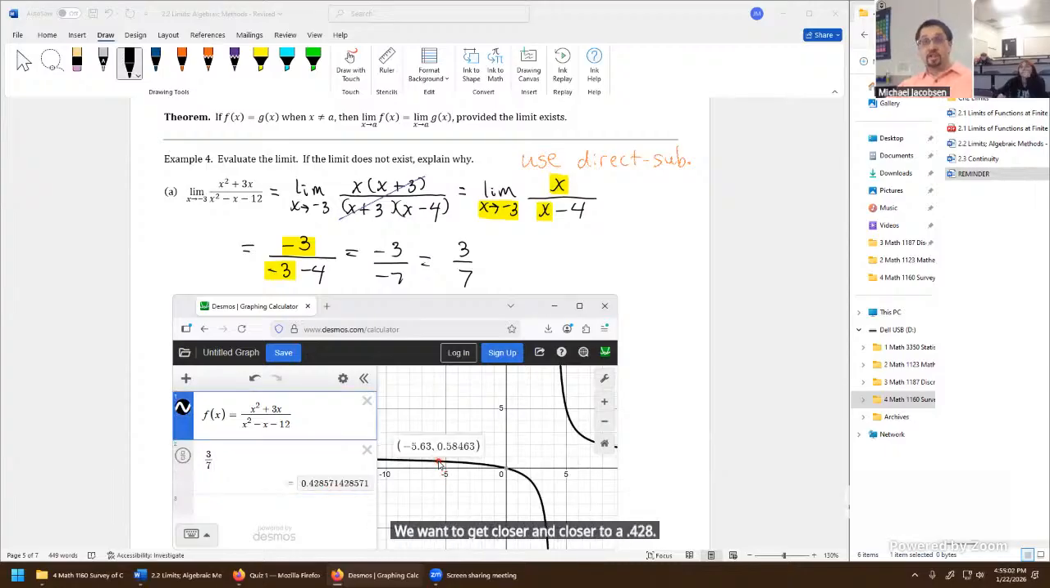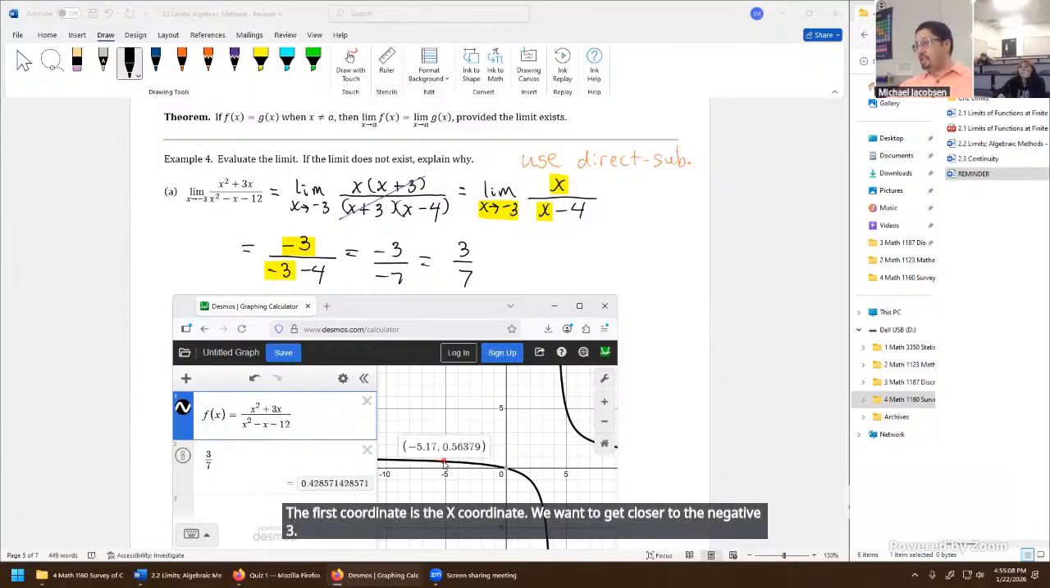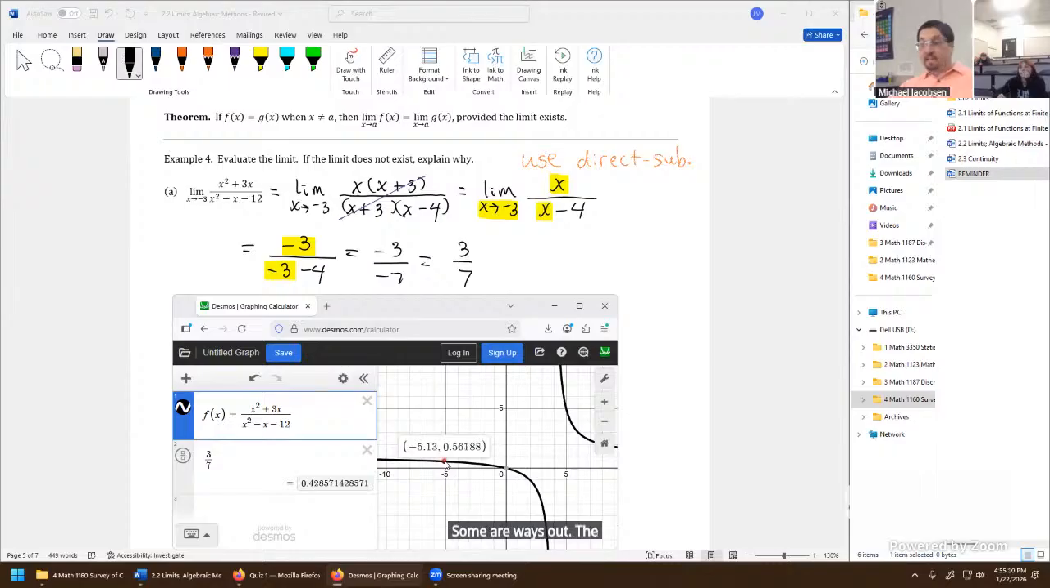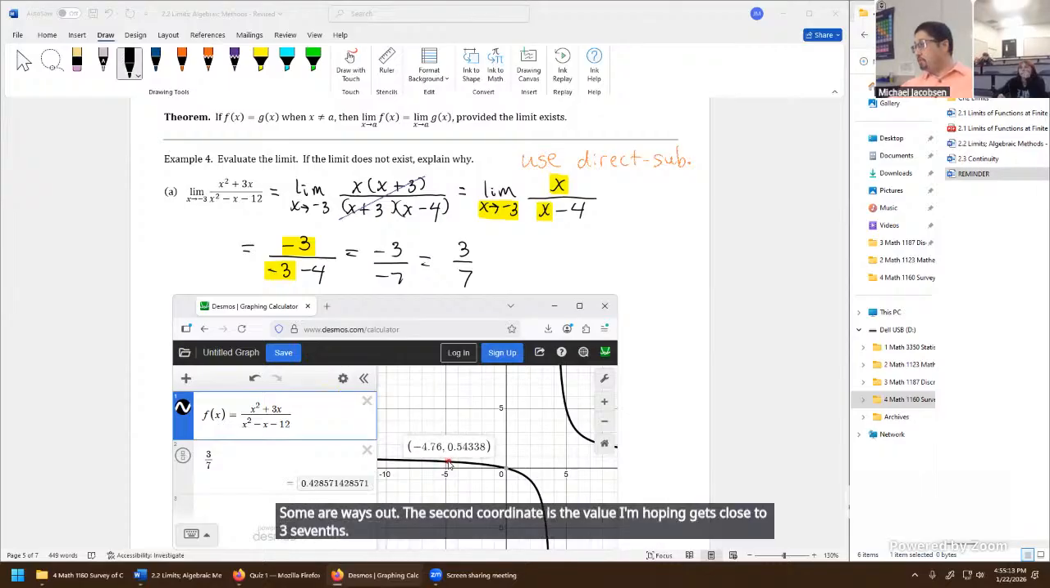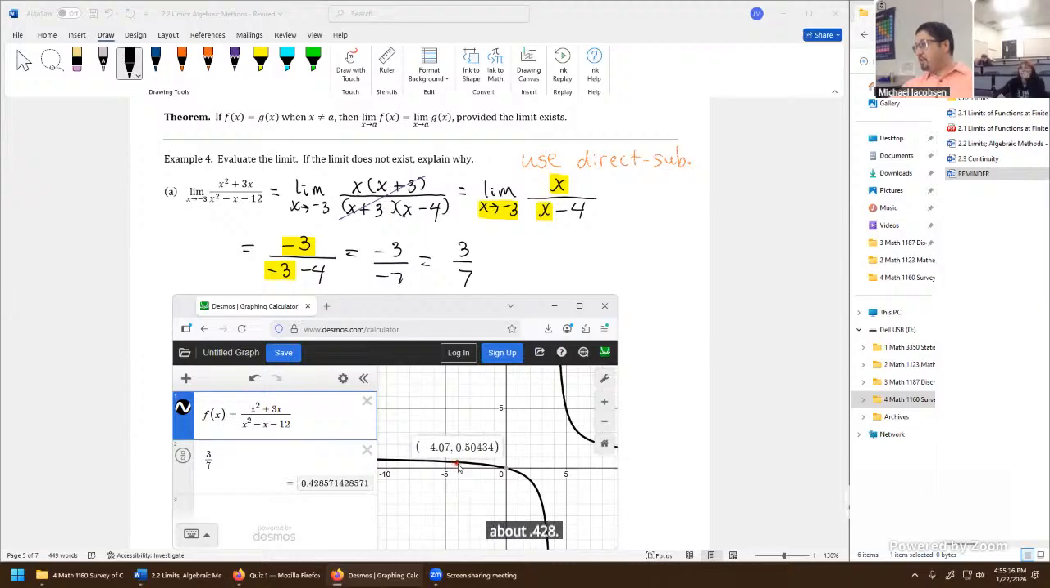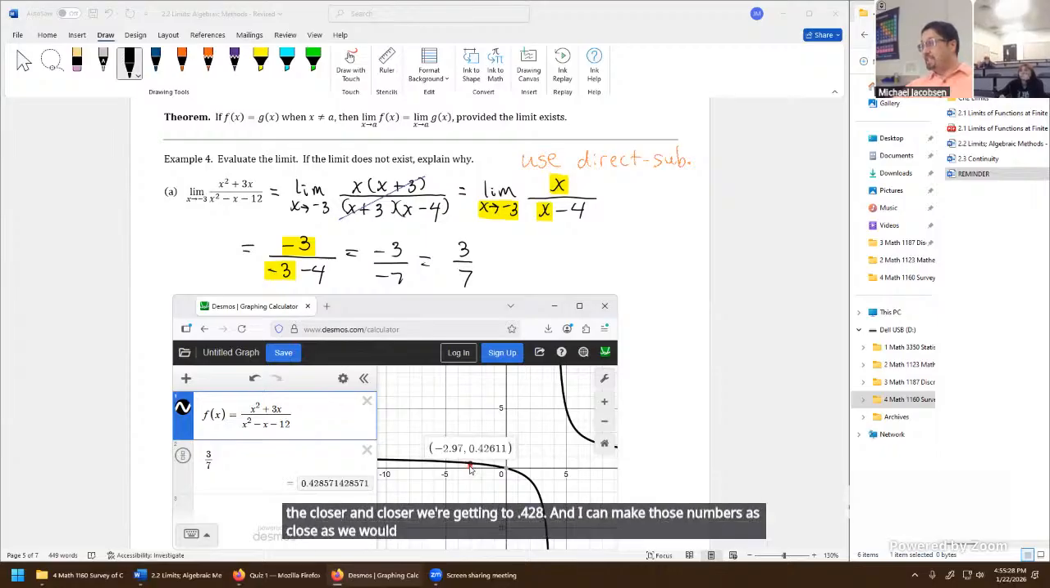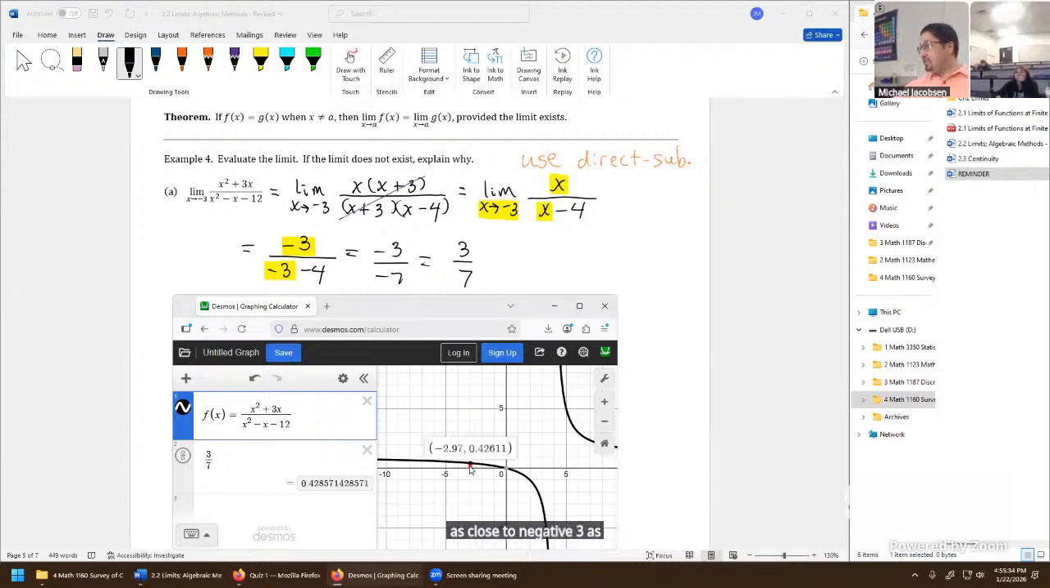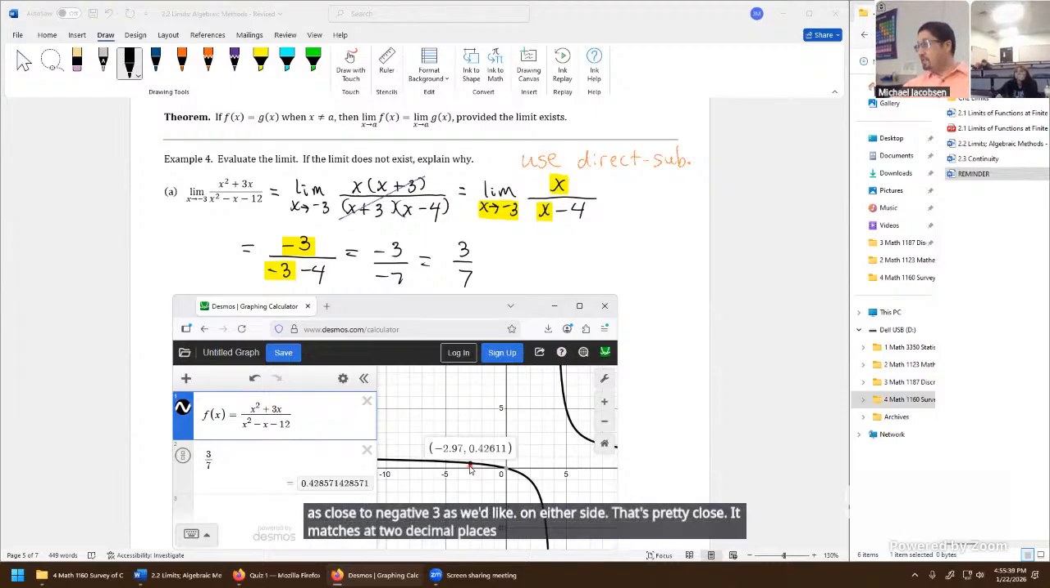Now, the first coordinate is the x-coordinate. We want to get closer to the -3, so I'm a ways out. The second coordinate is the value I'm hoping gets close to 3/7, about 0.428. And notice it's dropping more and more. The closer I get to that -3, I'm pretty close now, the closer and closer we're getting to 0.428. And I can make those numbers as close as we would like just by taking this x value as close to -3 as we'd like on either side. That's pretty close. It matches at 2 decimal places when it's -2.97.